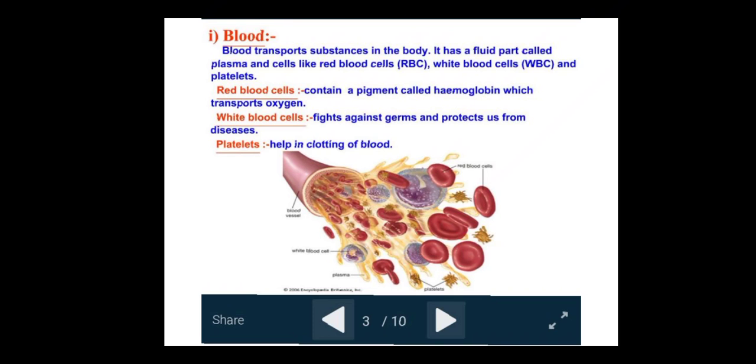And what is white blood cell? White blood cell fights against the germs and protects us from disease. So WBCs are the ones that fight against the germs and protect us from many diseases.